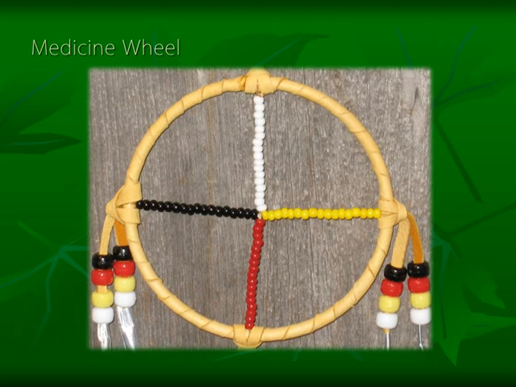For the Anishinaabe culture, each color on the wheel represents a direction, a season, a stage of life, a medicine, and a guardian animal. The circle of life runs clockwise through the seasons and stages of life.